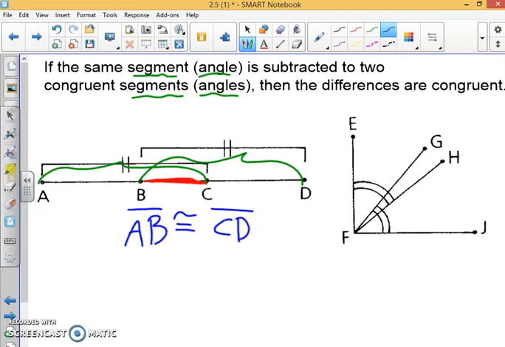With angles, we have that the two green angles are congruent. We are going to subtract the red angle from both of them, and we are left with the two blue angles being congruent. So our conclusion using this new theorem with angles is that angle EFG is congruent to angle HFJ.